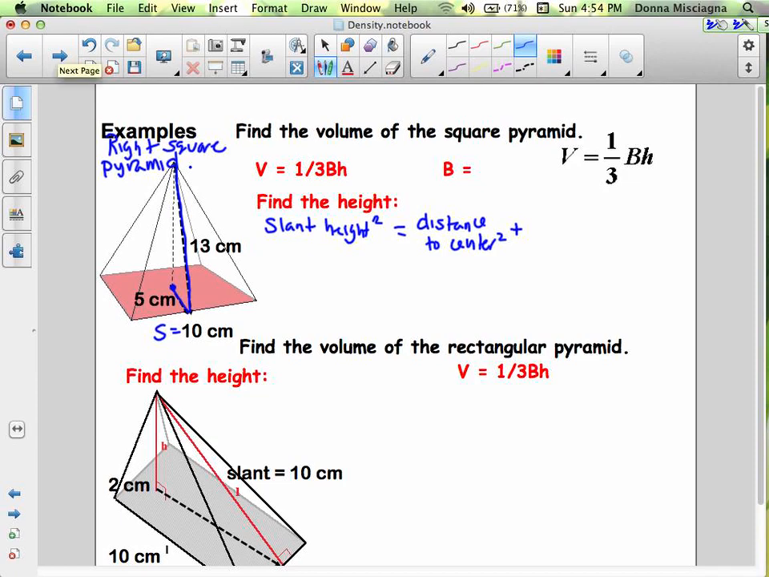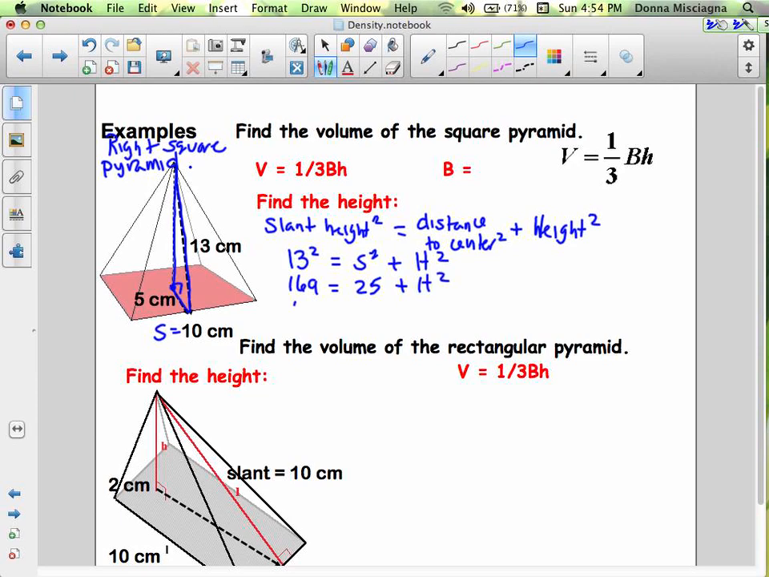Plus the height squared. All right, so the slant height is 13. The distance to the center is 5. And the height is what we're looking for. So 13 squared is 169 equals 25 plus h squared.